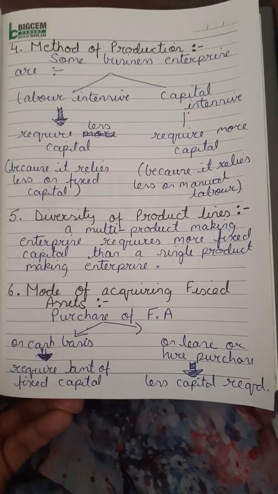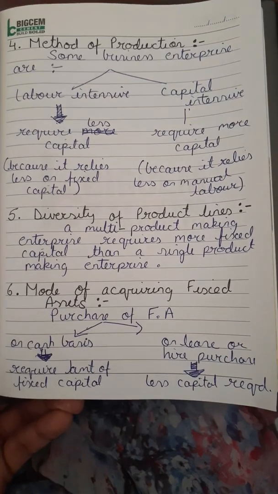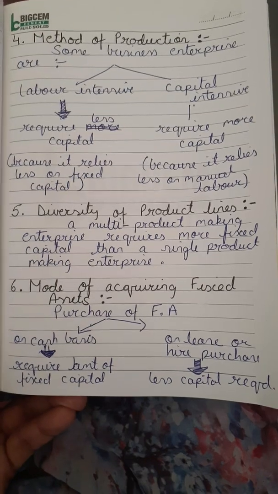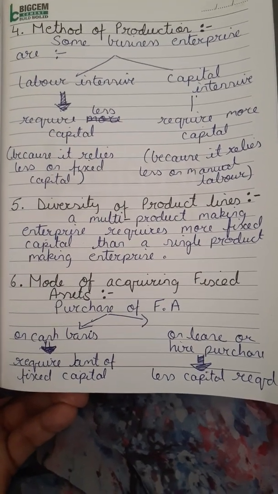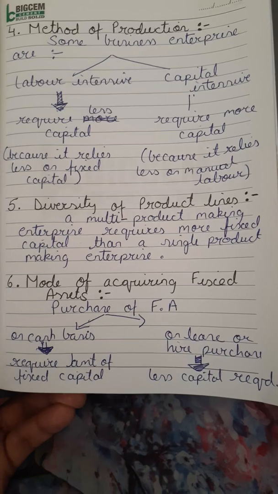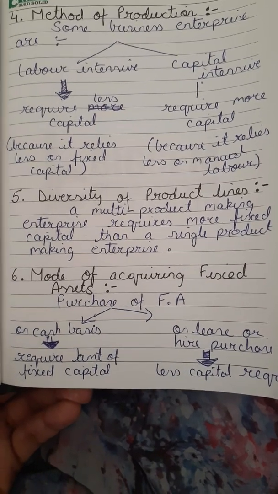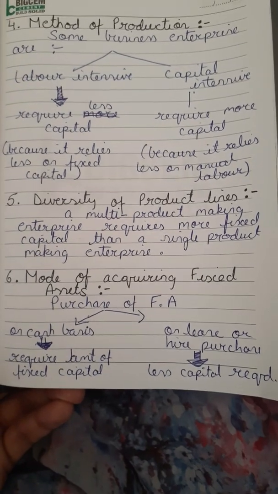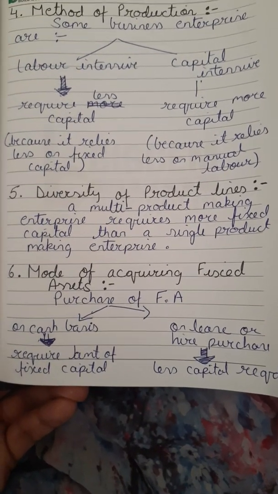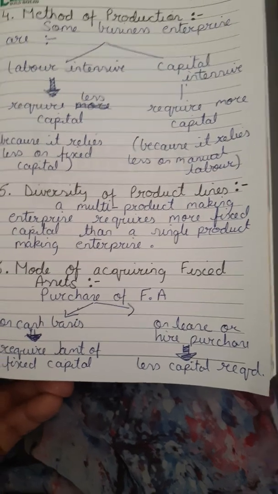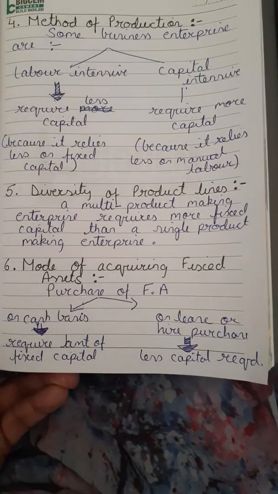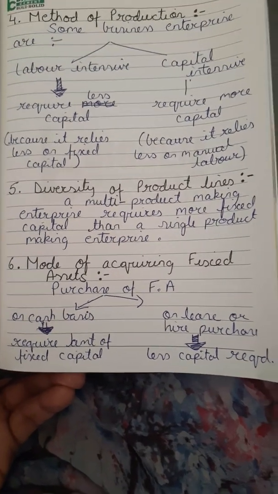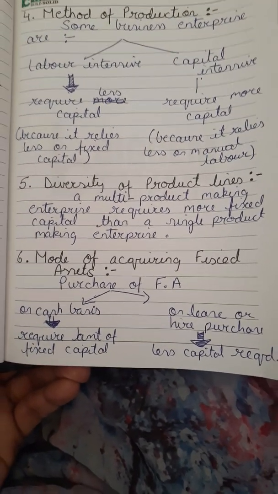Sixth and last heading, mode of acquiring fixed asset. Means a company can purchase fixed asset either on cash basis or on lease or hire purchase basis. A firm which purchases fixed asset on cash basis requires high amount of fixed capital, whereas a firm purchasing fixed asset on lease requires less fixed capital.